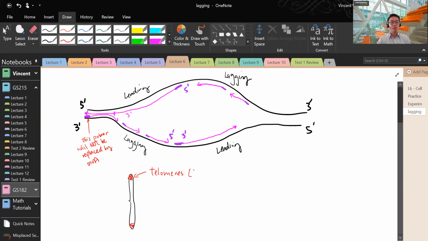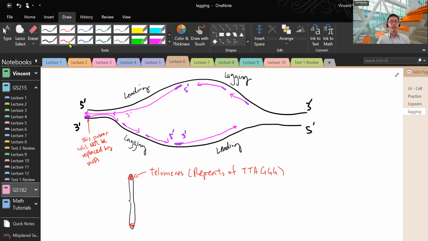So telomeres are nothing more than repeats of TTAGGG. It's just TTAGGG, TTAGGG, TTAGGG, a couple hundred times. Every time you divide, you will lose a little bit of telomere, until the telomeres get critically short. Then the cell will not pass G1 anymore.